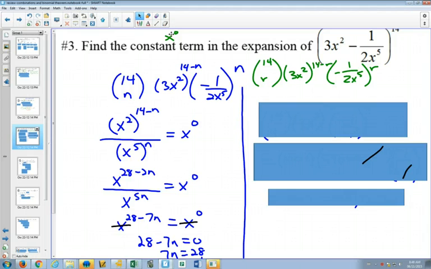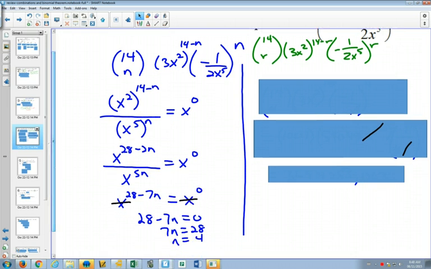And what I end up having is an expression where x to the power of 28 minus 7n is equal to x to the power of 0. Now, if you've got one power equals another power with the same base on both sides, it's obvious that the exponents then must also equal. So 28 minus 7n has to equal 0. And then you can solve for n to get n to be 4.